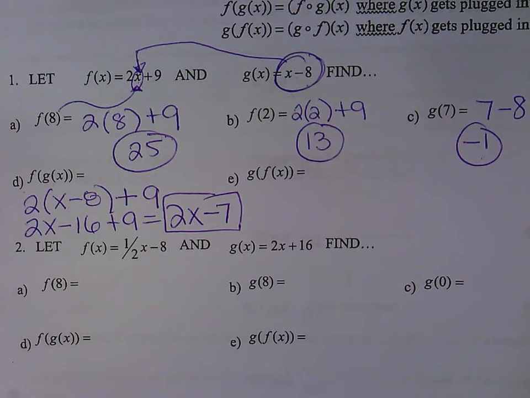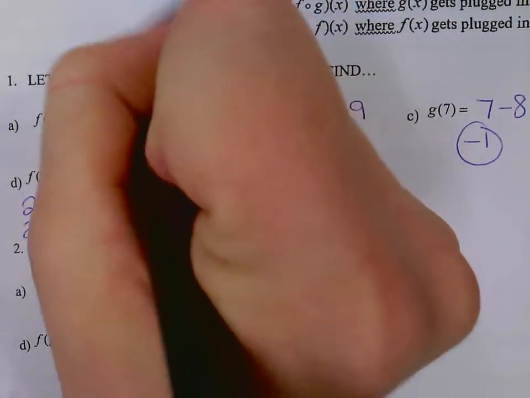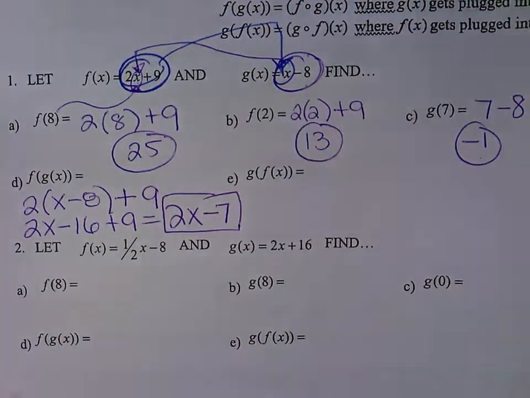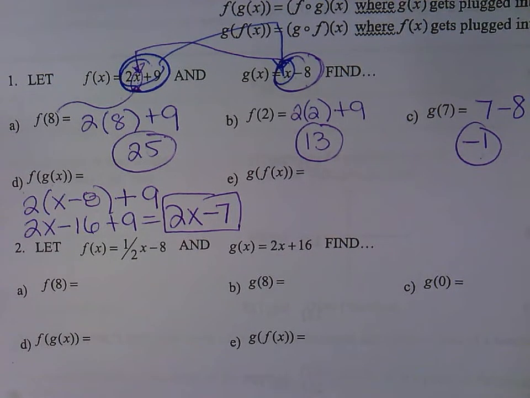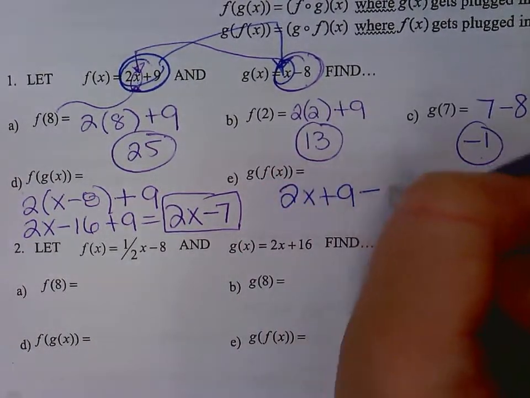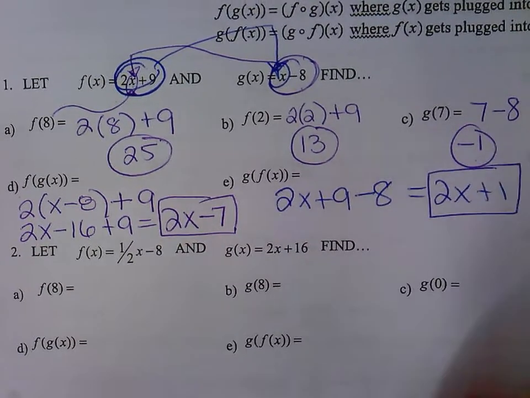So this way, you're taking the, maybe I'll do it with a different color. So this time I want to take this whole f of x, 2x plus 9, and I'm going to put it in for this x in the other function. So I'm going to take 2x plus 9 and plug it in right there to replace that x. So I'll have 2x plus 9 minus 8. 2x plus 9 gets plugged in, and then I still subtract off 8. So I get 2x plus 1 as my final answer.